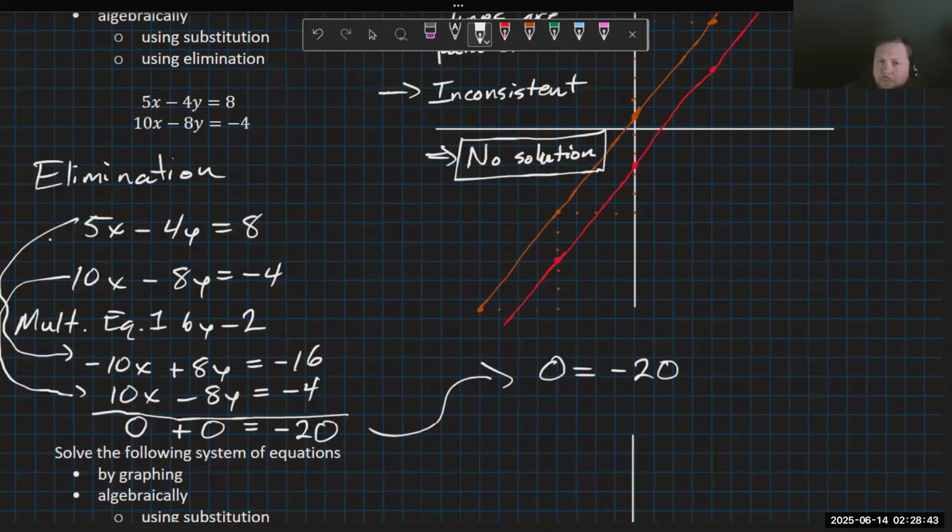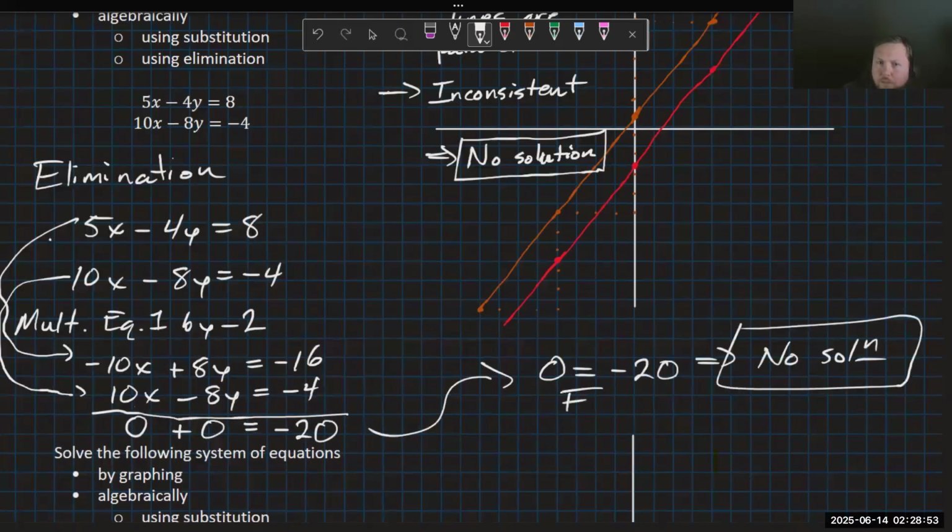So then that means no solution because it's false. So that false statement that you end up with indicates that there's no solution because we have an inconsistent system of equations.